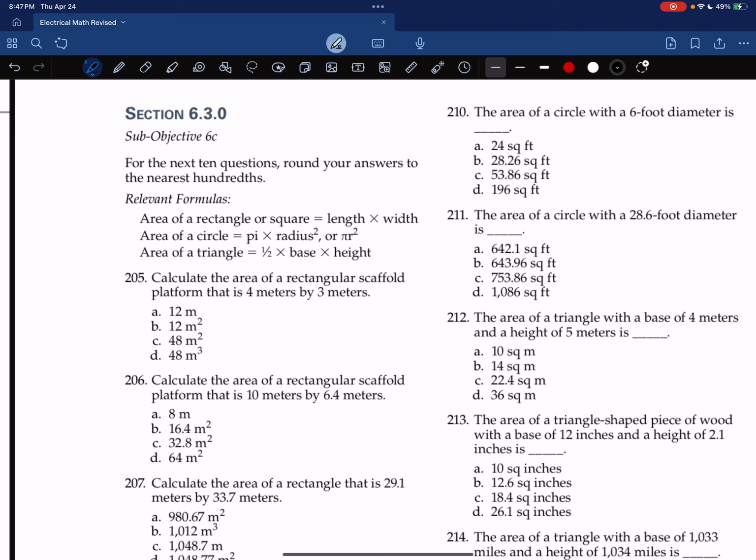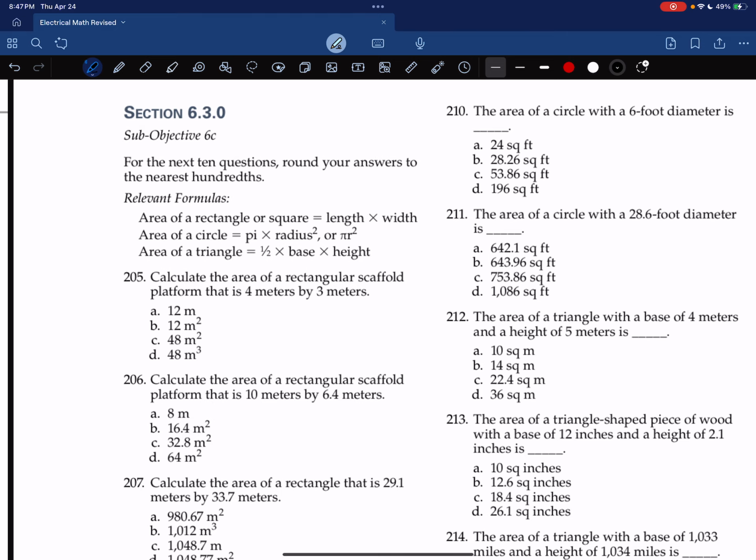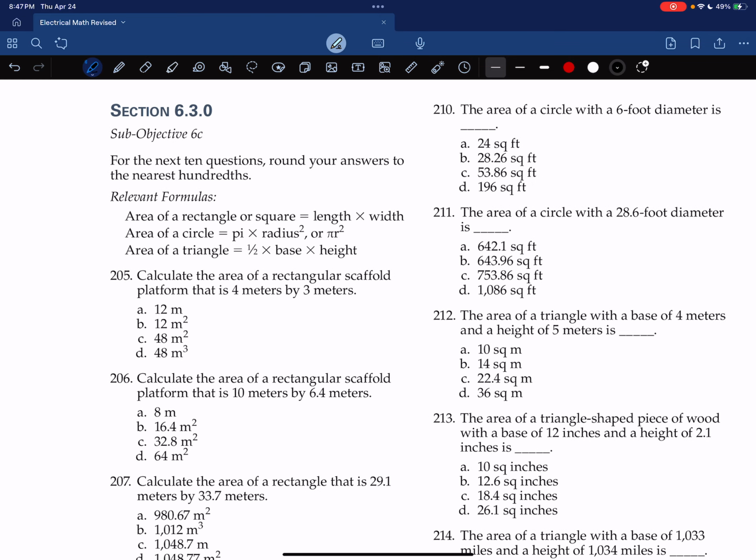Number 38. For the next 10 questions, round your answers to the nearest hundredths. And they give us some relevant formulas here. So we need to pay very close attention to these formulae. Number 205. Calculate the area of a rectangular scaffold platform that is 4 meters by 3 meters.